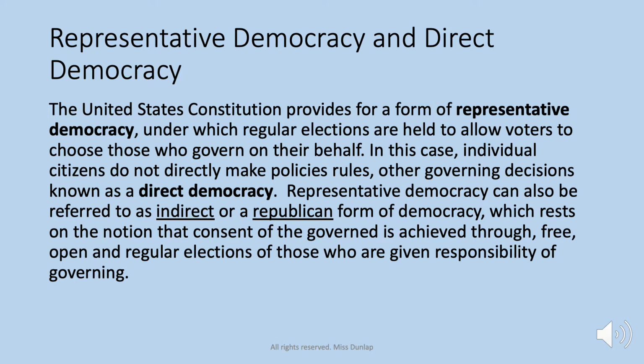Now, there are two forms of democracy: representative democracy and direct democracy. The United States Constitution provides for a form of representative democracy, under which regular elections are held to allow voters to choose those who govern on their behalf. In this case, individual citizens do not directly make policy rules or other governing decisions, which is known as direct democracy.